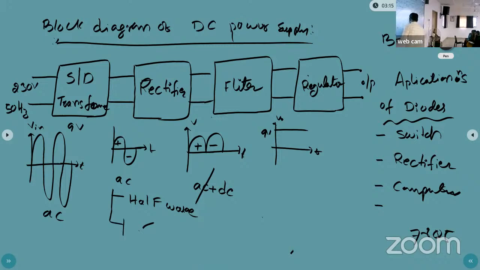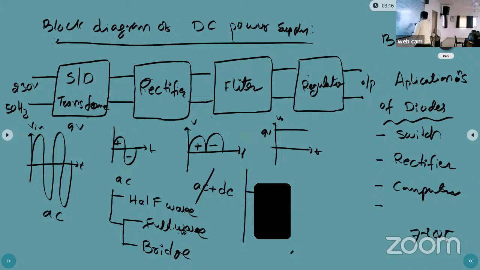Another rectifier is the full wave rectifier. In full wave rectifier, again there are two types: full wave and bridge rectifier. In your syllabus you have the bridge rectifier. Both full wave and bridge give the full cycle, the positive half cycle as well as the negative half cycle. And coming to the filter, in our syllabus different filters are there.